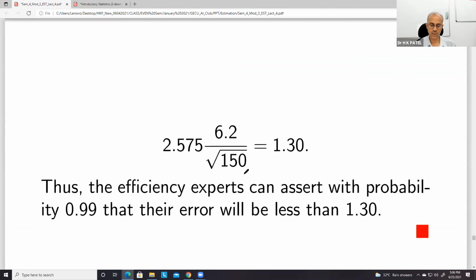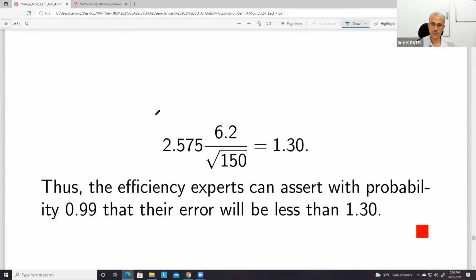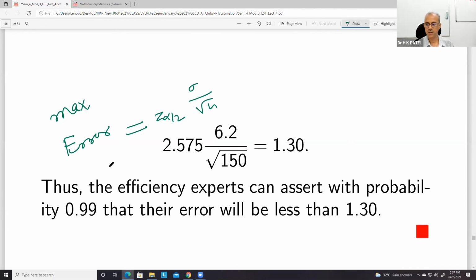this one, Z alpha by 2 into sigma by root n. So this is, let's say, the maximum error. So we can say with confidence of 99% that the maximum error could be 1.30, or the error will be less than 1.30.